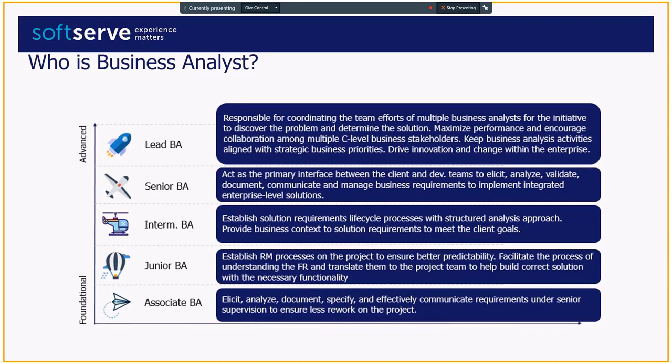Then we have the intermediate BA, which requires lots of involvement with the customer and trying to provide the whole business context to the solution.